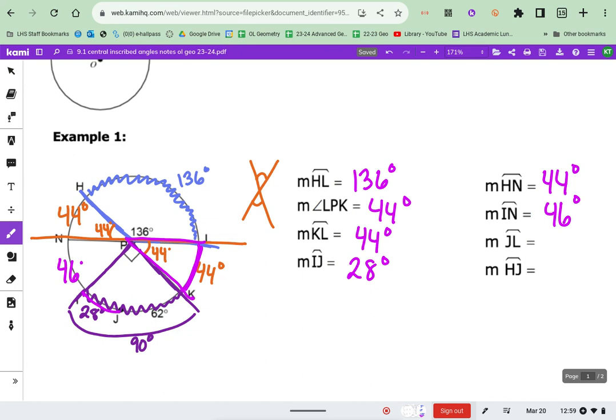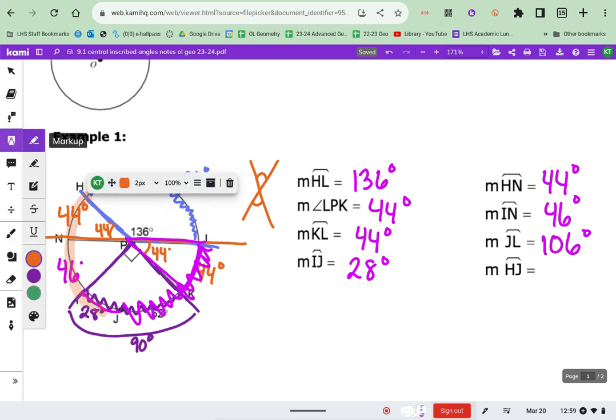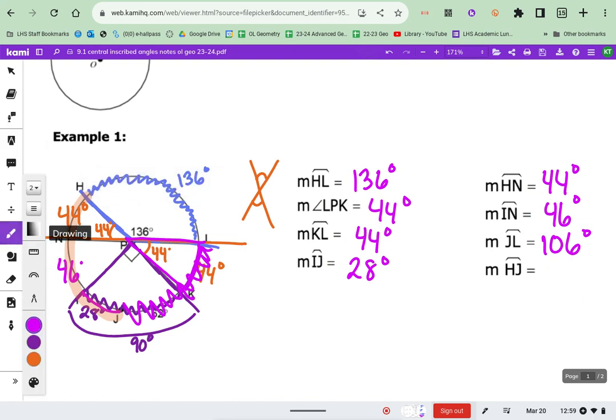JL, so for JL, we're going to have to add a couple things together, right? So JL would be 62 plus 44, 106. And then HJ, same thing, we're going to have to add some things together. H all the way to J. It's 118. Okay, awesome.